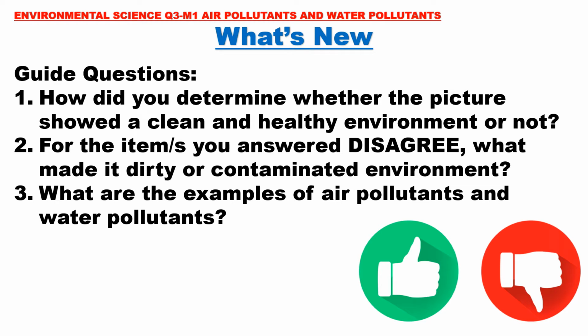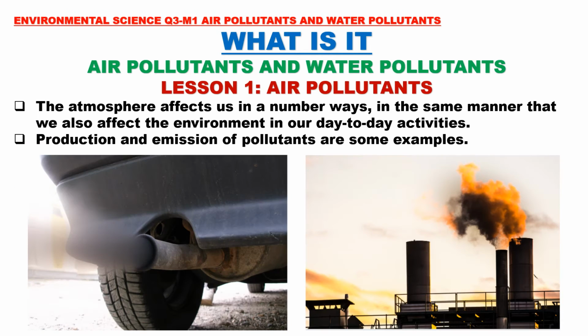Next, for the guide questions, number 1, how did you determine whether the picture showed a clean and healthy environment or not? Number 2, for the items you answered disagree, what made it a dirty or contaminated environment? And number 3, what are the examples of air pollutants and water pollutants? What is it? Air pollutants and water pollutants.